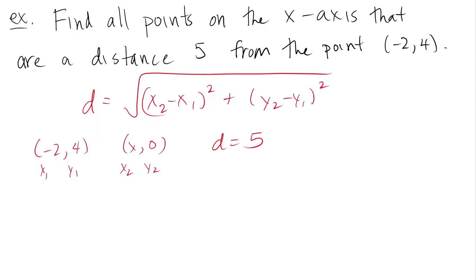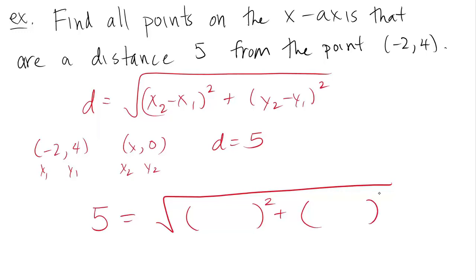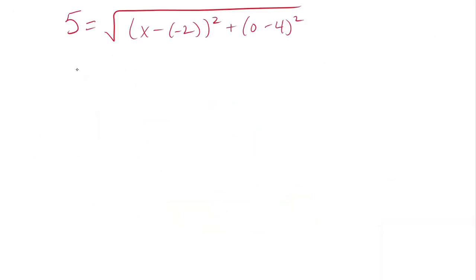So now let's fill everything into the formula. The distance is 5, so 5 equals the square root of the sum of the squares of the difference in the x-coordinates, that would be x minus negative 2, and the difference of the y-coordinates, that would be 0 minus 4. Let's transfer this to another slide and finish off the equation here. So 5 equals, underneath the radical here, I can subtract x minus negative 2 becomes x plus 2 squared. And on the right, I get 0 minus 4 is negative 4.